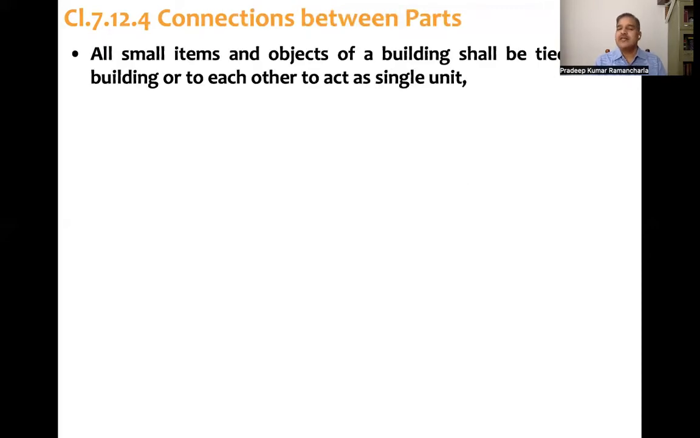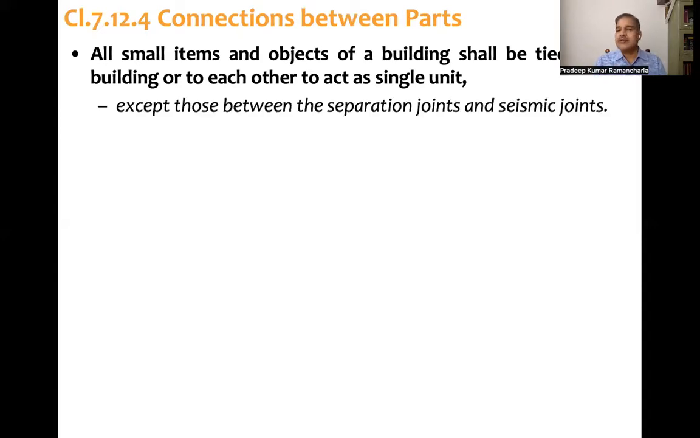And the next one is connection between the parts. All small items and objects of the building shall be tied to the building or to each other to act as a single unit. So whatever projections are there, whatever items are there in the building, they should be tied up to each other or to the building to act as a single unit. Except those between the separation joints and seismic joints. Because a separation joint means two independent units, two different buildings, or two different parts of the same building. So they should behave differently. The dynamic behavior may be different. But in the same building, all the components and objects of a building shall be tied up. Whatever furniture, all these things, they should be tied up.